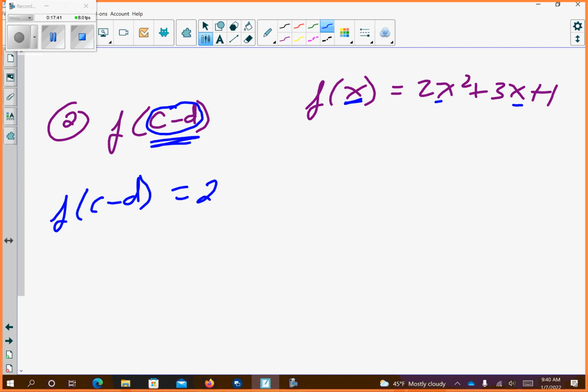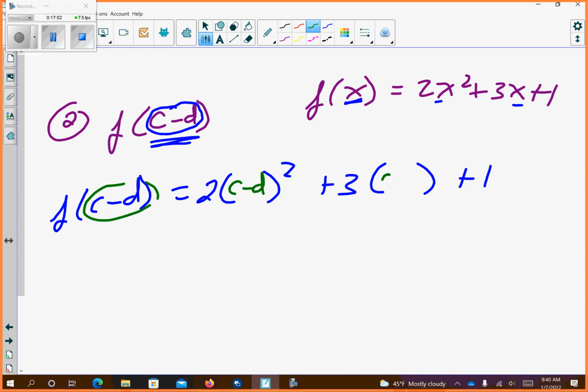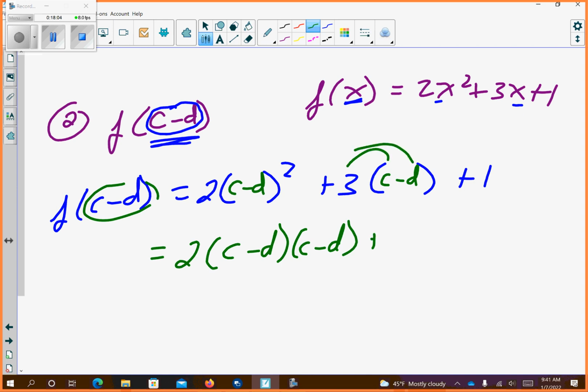You're going to replace all of your x's with c minus d. So I get 2 parentheses squared plus 3 parentheses plus 1. Those parentheses is where x used to live. Now c minus d is going to go in for them. And what you could do is you can clean it up a little bit. So you have 2 times c minus d squared. You have 2 of them. Distribute over this one. And then the plus 1 comes along for a ride.